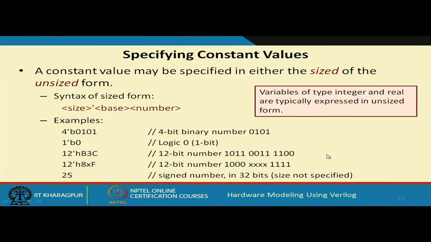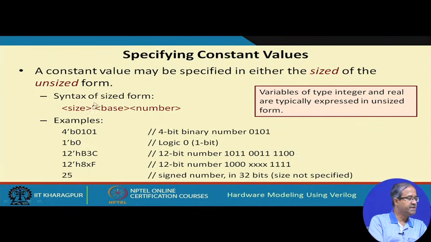So, you can specify constant values like this in either sized or unsized form. The syntax is you specify a size, then a single quote followed by a base, then a number. Here I have shown some examples. The base I have shown as binary or hexadecimal H. 4'b0101 means a 4 bit binary number 0101. 1'b0 means logic 0, 1 bit. 12'h means a 12 bit hexadecimal number, B3C. So, this is B3C.